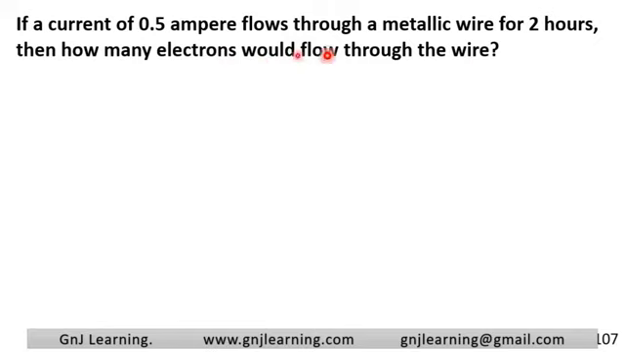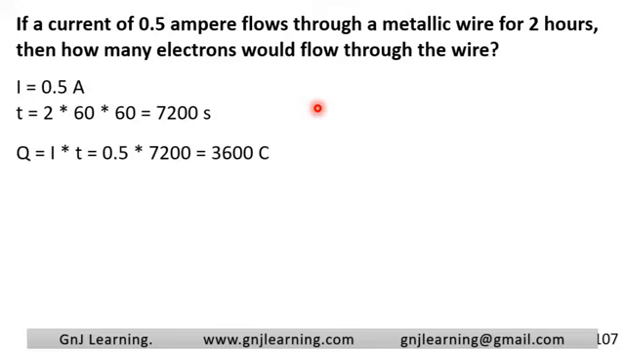So I have I, I have t. What should I do? I should find Q. Let's see how. I is given, t is 2 hours, so I have to convert it into seconds. Now if I calculate Q, the charge that is flowing by passing 0.5 ampere for 2 hours is 3600 coulombs that has flown. So 3600 coulombs. They have asked how many electrons are there.